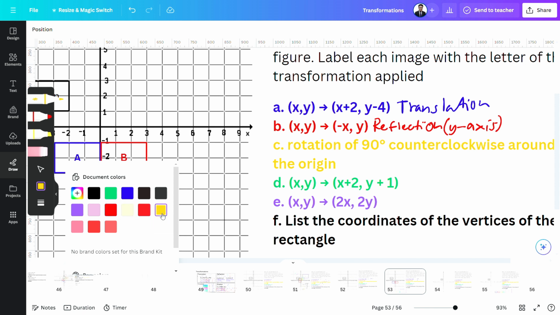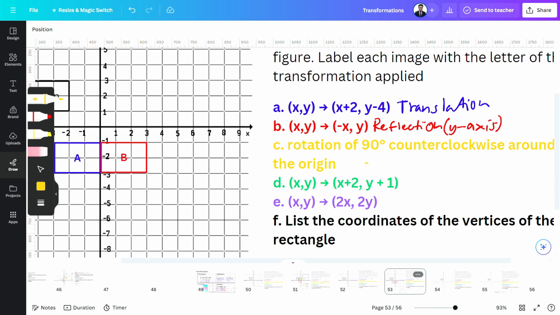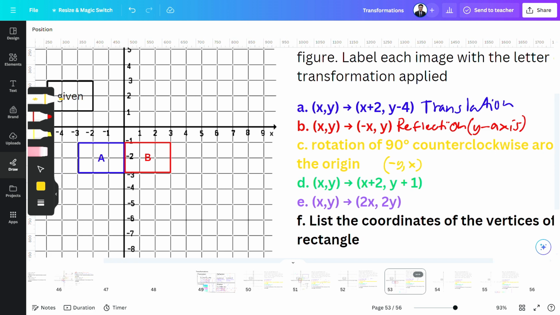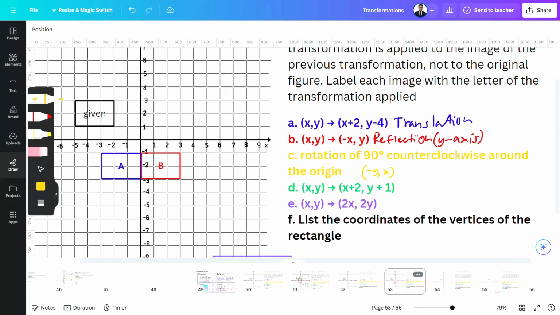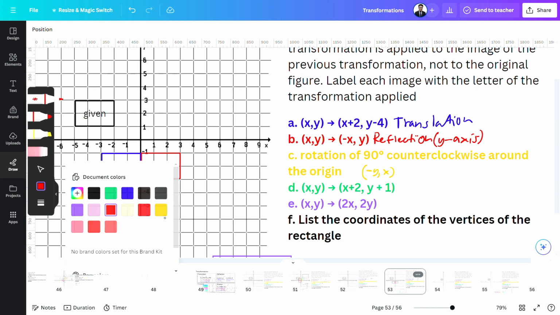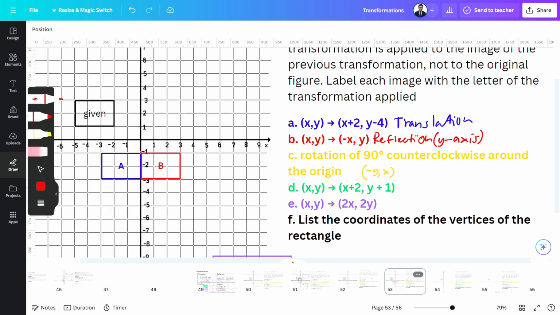The rule would be negative y, comma x. So to do this one properly, we first check the coordinates of letter B. Let's check the coordinates. This point is 0, comma, negative 1. This one is 3, comma, negative 1. This one here is 3, comma, negative 3.